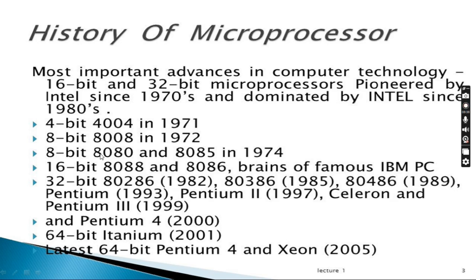So in order to remove that limitation, the 8086 was developed, the brains of the famous IBM PC, as a 16-bit processor. Later on it was developed as 32-bit, then 64-bit. Now, the latest Core i3 generation, we have many famous microprocessors developed by the Intel company.